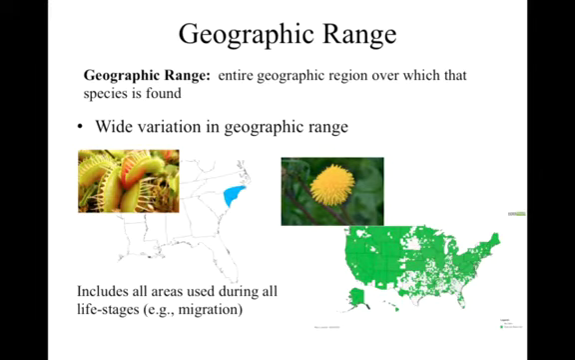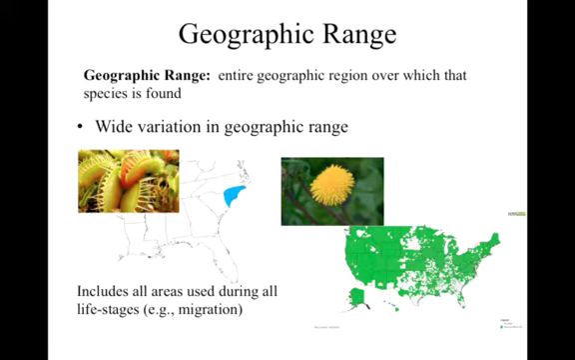All right. So all of this brings us to the definition of geographic range. And this is the entire region over which a species is found. There's actually a lot of wide variation in geographic range. So some organisms are found in very, very small ranges. A good example of that, at least a local example, is the Venus flytrap.